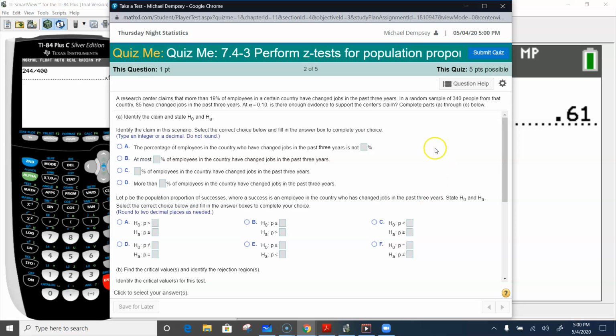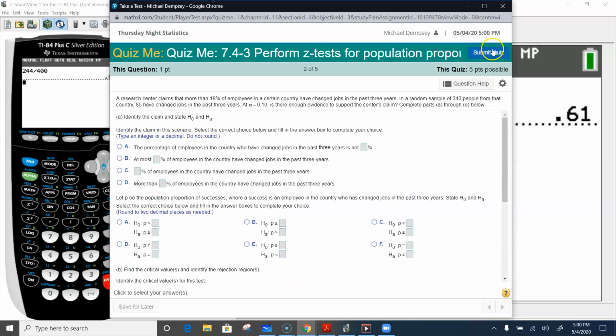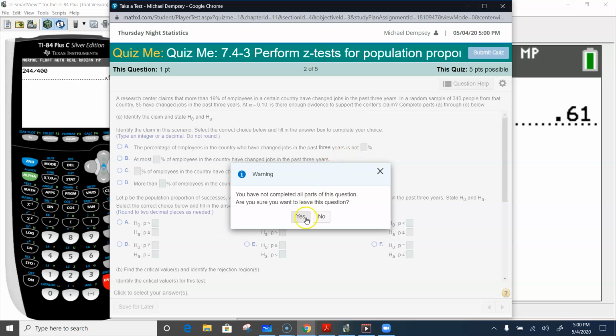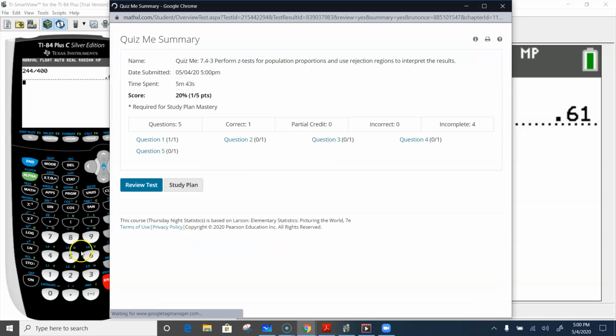So this one's pretty much the same as the last one that we just did, right? 85 out of 340. It's going to be pretty similar in the setup, so I'm going to skip that one. We'll go ahead and just submit the quiz for now. Yep, we're fine. Okay, so question 1, we got 100% right. Every part of that was good to go.